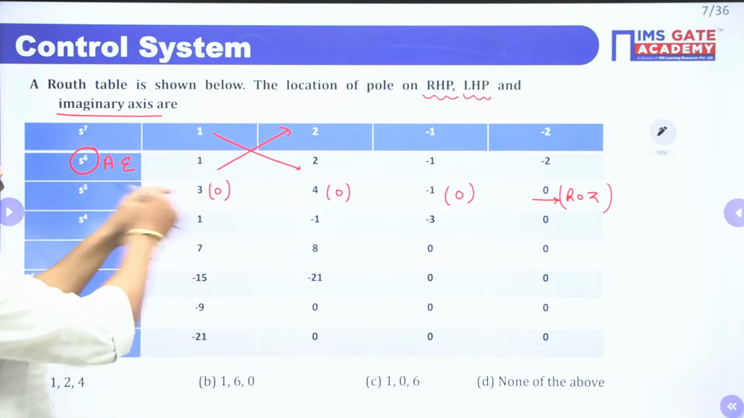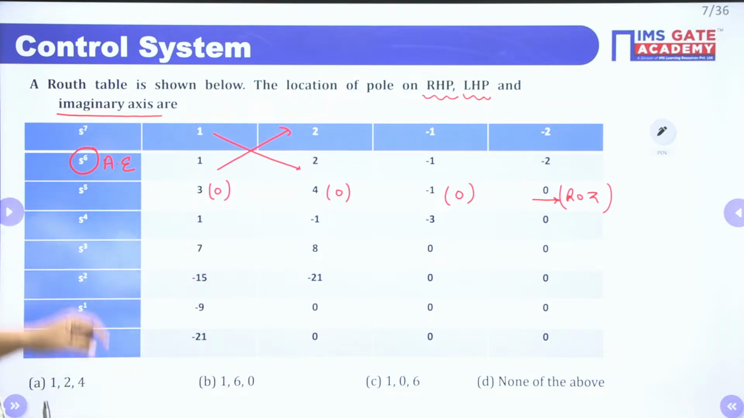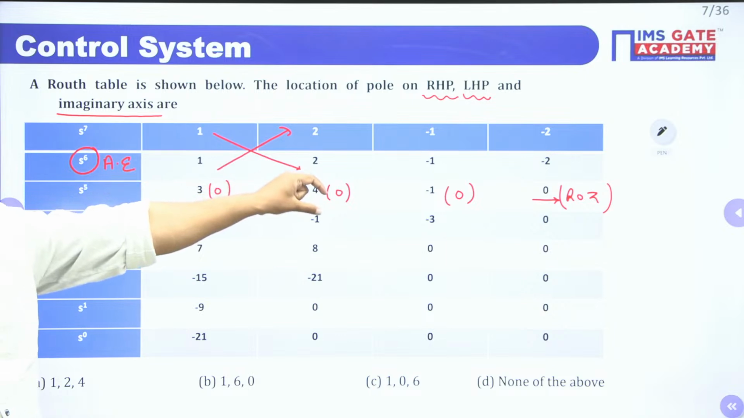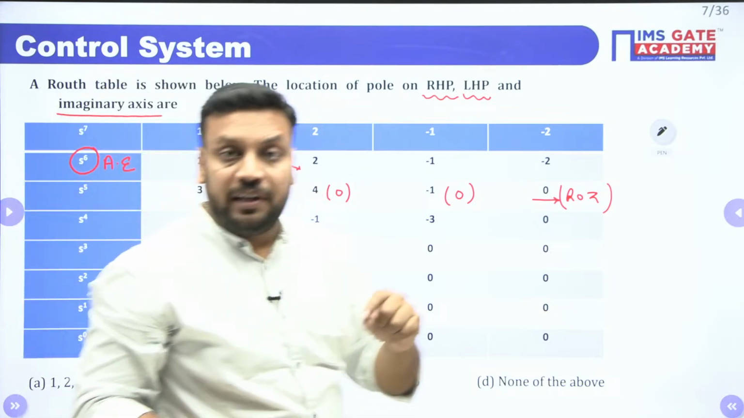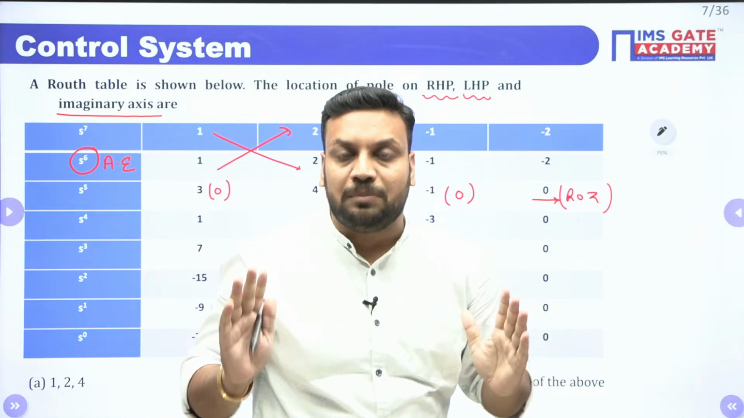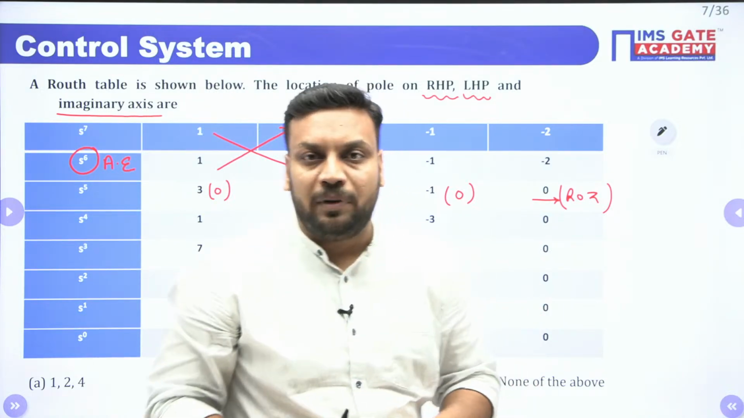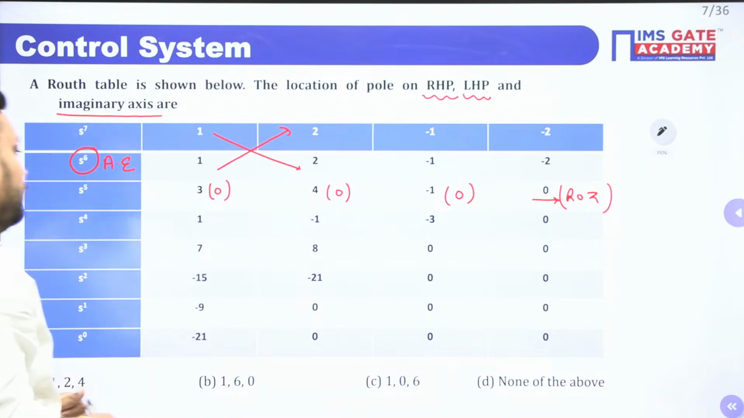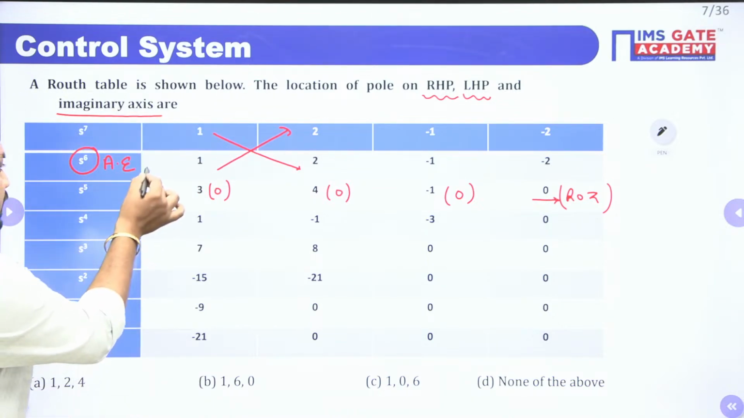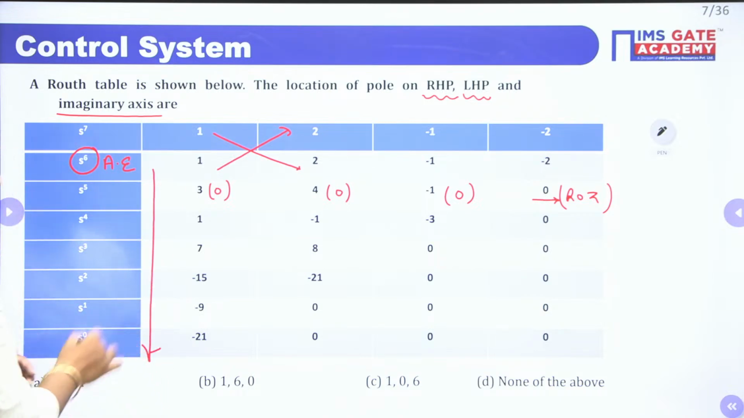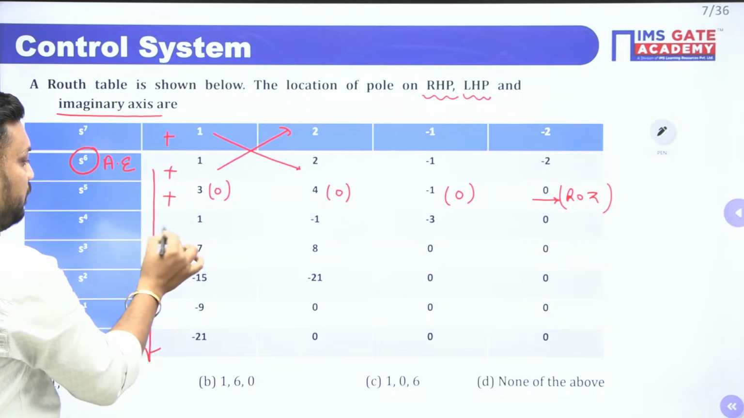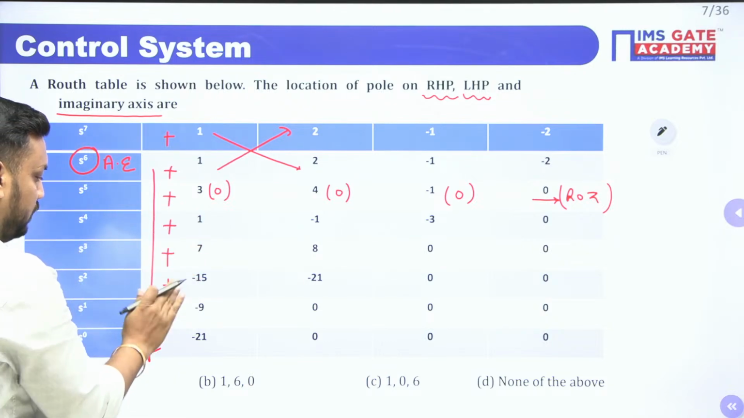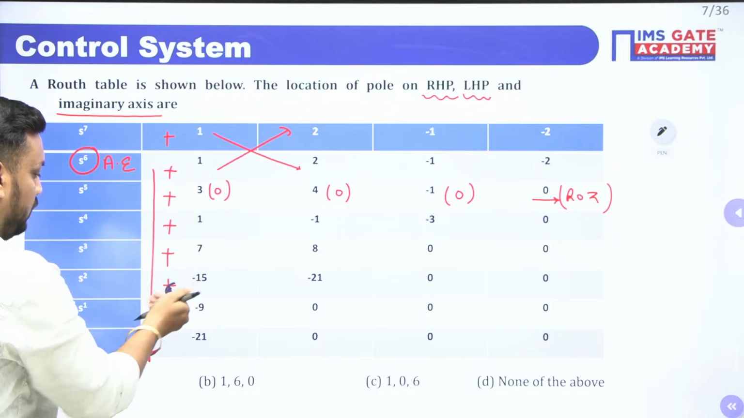If the row of zeros is at s to the power 5, then the auxiliary equation is s to the power 6. It indicates that a total of 6 roots are symmetrical with respect to origin in the S plane. Now you have to check the number of sign changes from the auxiliary equation downward. Here is plus sign. Here is minus sign.